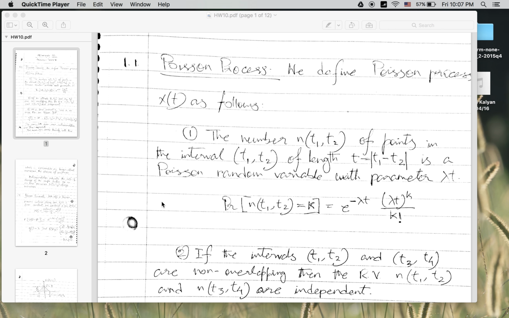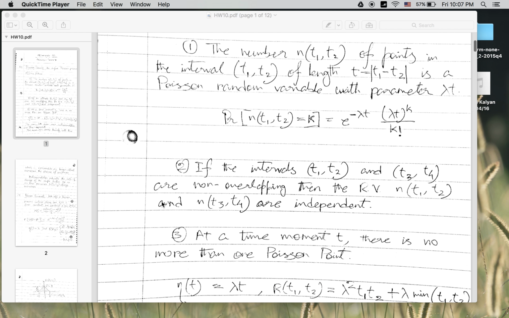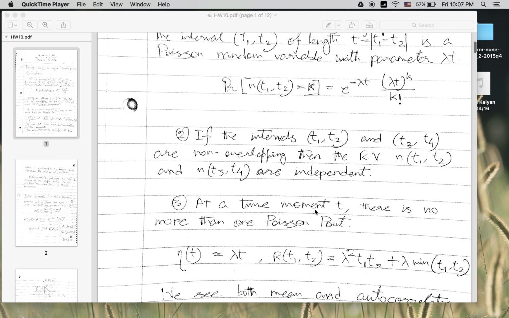Now let's look at the next property. It says that if the intervals (t1, t2) and (t3, t4) are non-overlapping, then the random variables n(t1, t2) and n(t3, t4) should be independent of each other. The third property says that at a time moment t there is not more than one Poisson point.